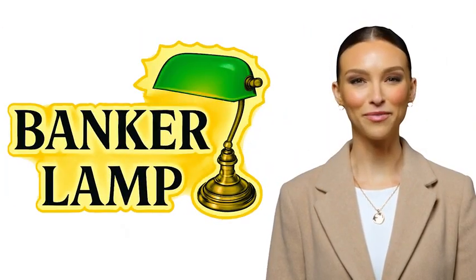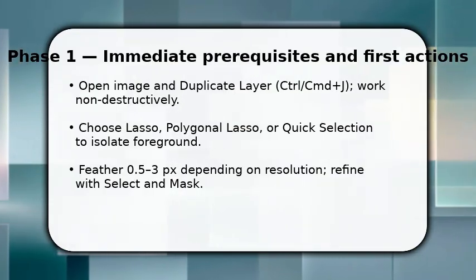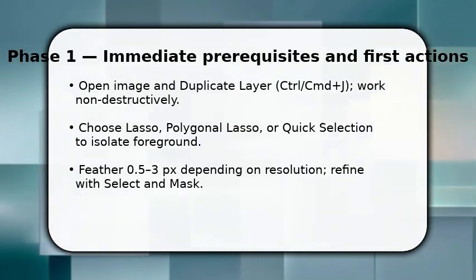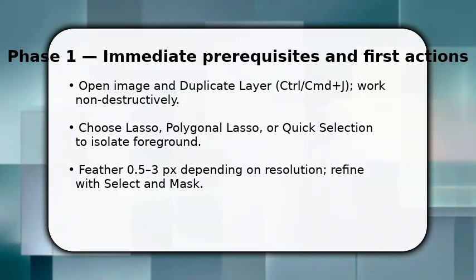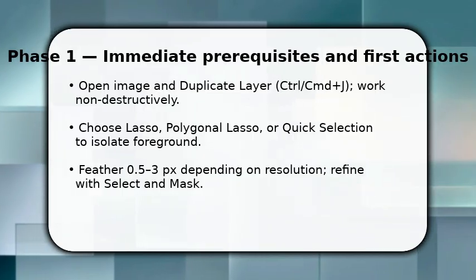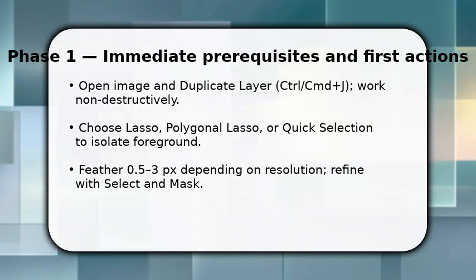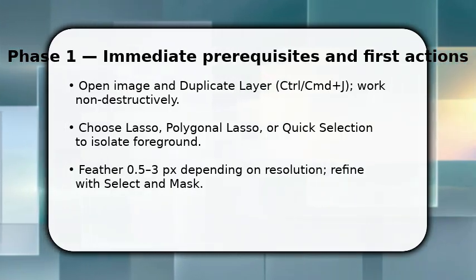Please enjoy the video. You begin by duplicating the background so you never alter the original. This protects you if you need to revert. Once done, pick a selection tool that matches the shape: lasso for freehand, quick selection for contrast edges, and trace the foreground object. Make sure to set a small feather like 0.5 to 3 px for smoother transitions.